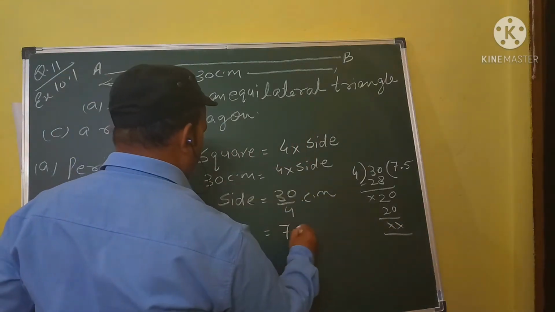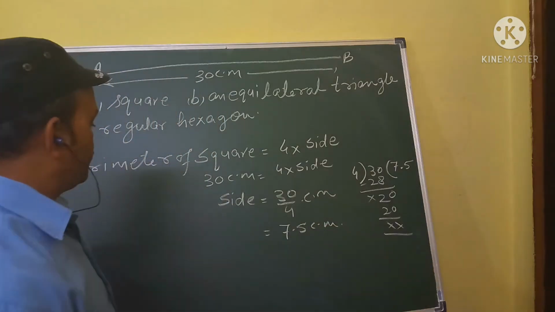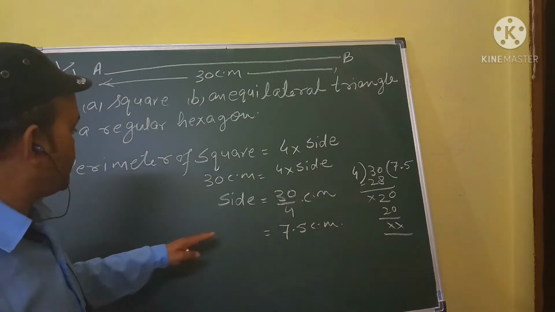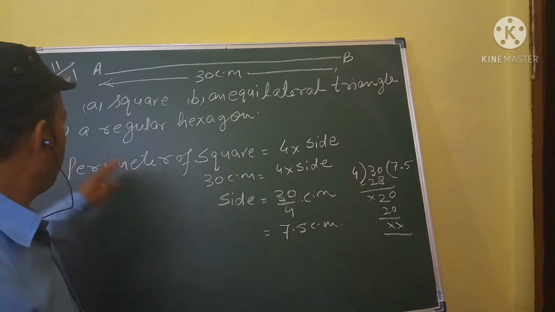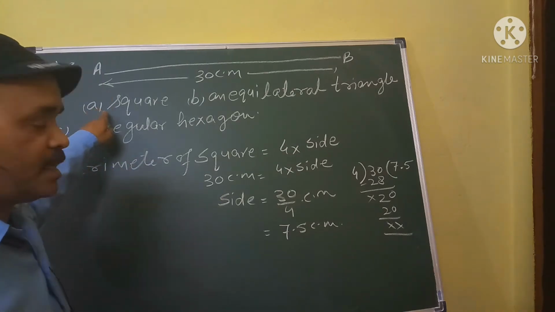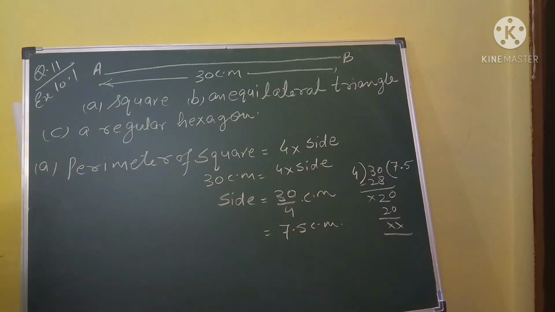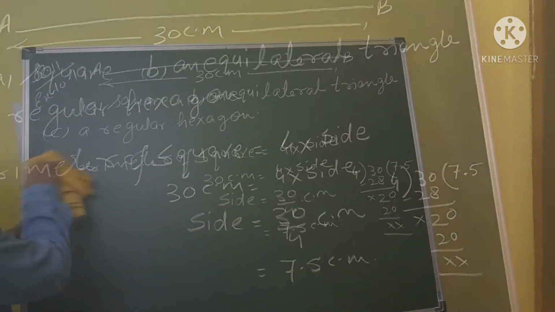Therefore 7.5 centimeter. 7.5 centimeter is each side of the square. This is your required answer for question number 11, part A. Okay, then after we will discuss the length of each side of an equilateral triangle. Now look.